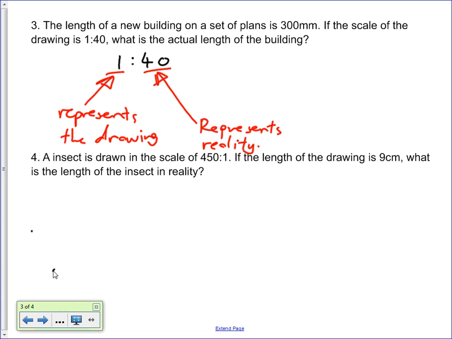And you see that what we have to do is, if I have to times whatever distance on the diagram, I have to multiply it by 40 to get to the real length. And so what I need to do is 300 millimeters multiplied by 40. That is equal to 12,000. Now, what's 12,000 millimeters? Can I make that a more manageable unit? What's 12,000 millimeters is how many meters?